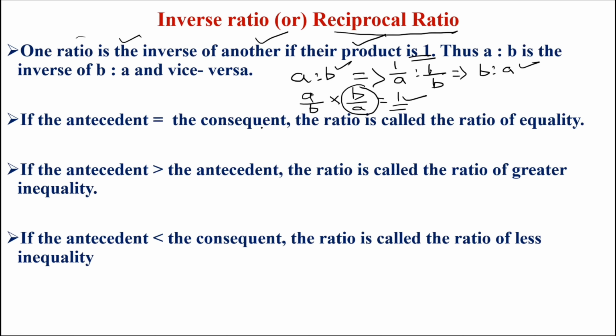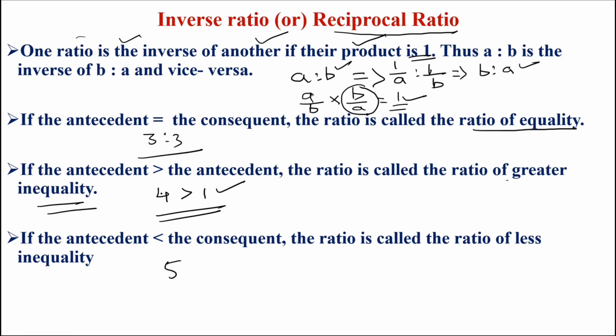Then this is said to be the inverse ratio or reciprocal ratio. If antecedent is equal to consequent, means 3:3, this is called ratio of equality. If antecedent is greater than consequent, like 4:1, it is called ratio of greater inequality. 4:7, where antecedent is less than consequent, this is called ratio of lesser inequality.